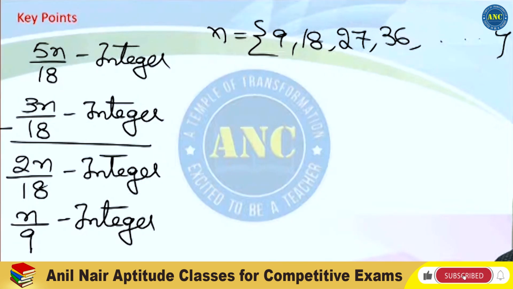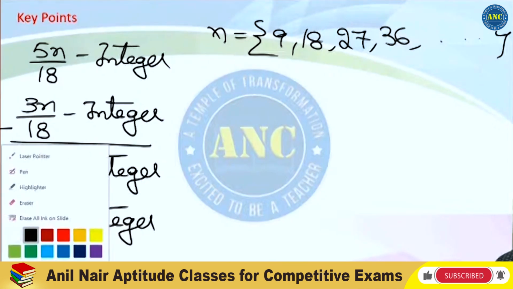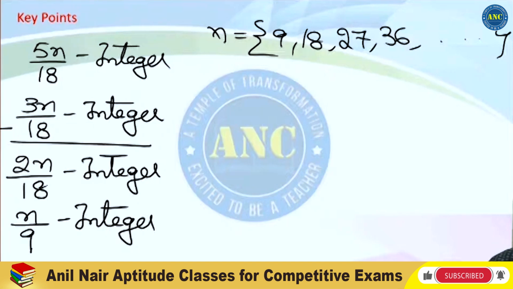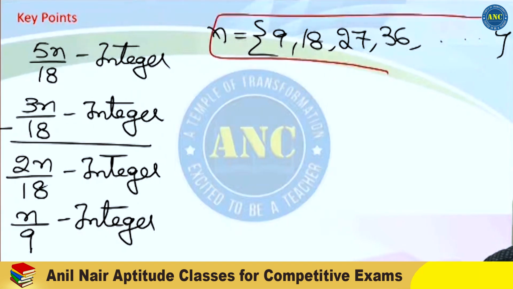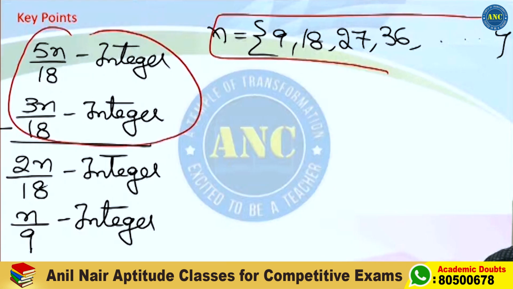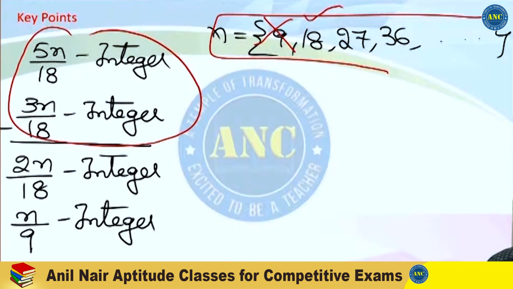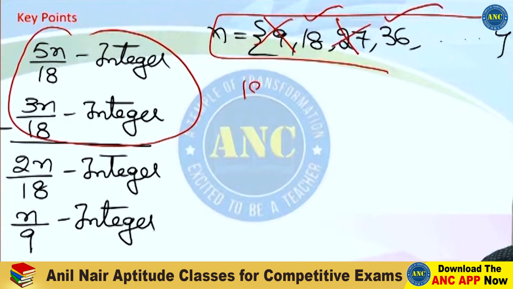The answer obtained should satisfy the statements combined. This is the answer which we got after doing this. This should satisfy the input. Take 9: 5 into 9 by 18, no. 5 into 18 by 18, yes. 3 into 18 by 18, yes. So 9 is not possible, but 18 is possible. So I got 18, 36 and so on.